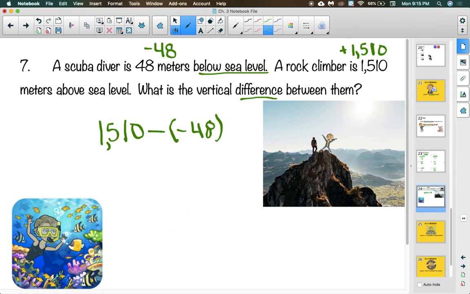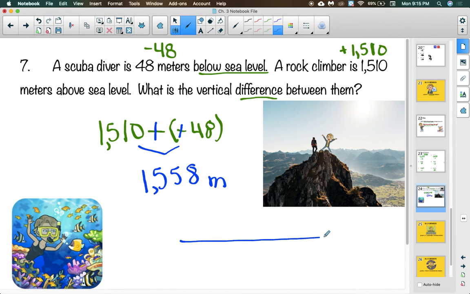Okay. So this looks familiar, right? This looks like a problem that we just did. I think number 6 looked kind of like this. So 1,510, my highest point, minus my lowest point, which is negative 48. So minus tells me to add a line and change the sign, and this really becomes an addition problem. 1,510 plus 48 is 1,558 meters, and that's the distance between them. Okay, that's the distance between them.